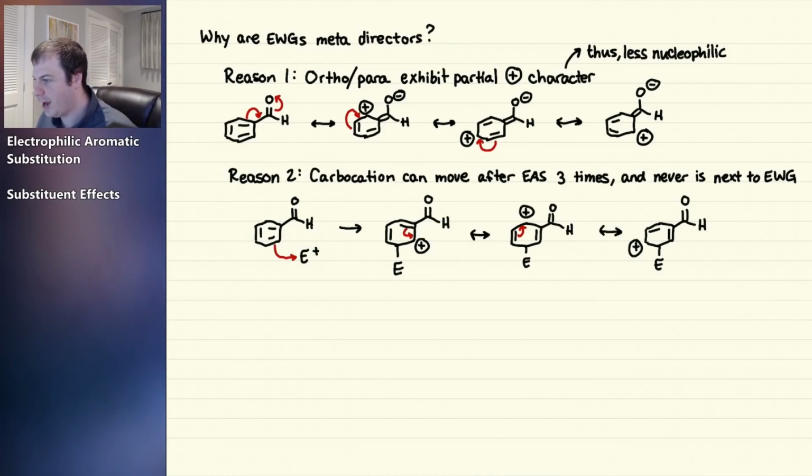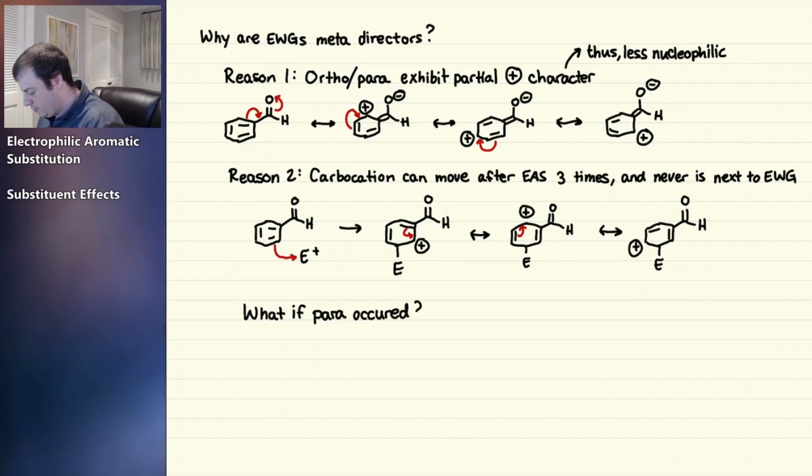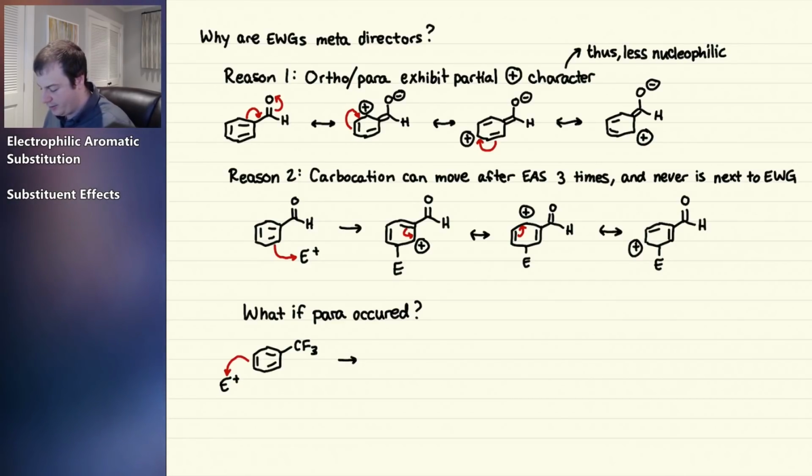Now we want to see, okay, what happens if para EAS occurs? How would that look? So we'll say, what if para occurred? Let's go ahead and draw a benzene ring with a different withdrawing group on it. How about the CF3 group? We know that's a strong deactivator. Now let's add our electrophile, and we're going to make sure we generate the electrophile at the para position, which we know is going to be a bad example. So we're doing this example to show why this is bad.